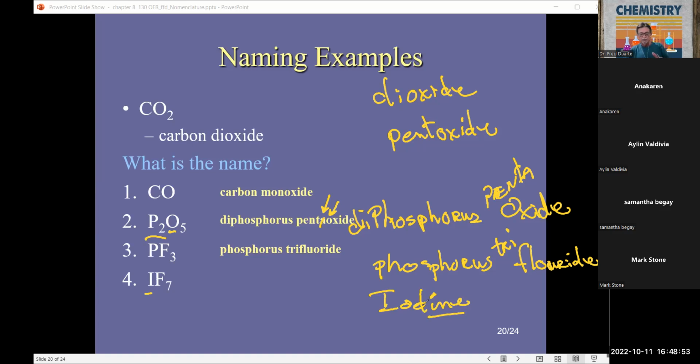If it was followed by iodine, then we would change that name. Let me restate that. If it was, let's make one up, sulfur and two of these, SI2, then that would be called sulfur diiodide because the iodides are bonded to the central atom. All right. So in this scenario, it's the iodine central atom, and then we have the fluorides.